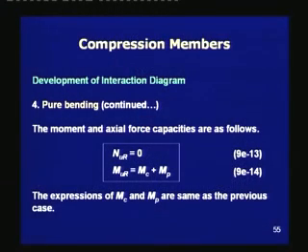The moment and the axial force capacities are as follows. The axial force capacity is 0 for pure bending, and the moment is equal to MC plus MP, where the expressions of MC and MP are same as the previous case.